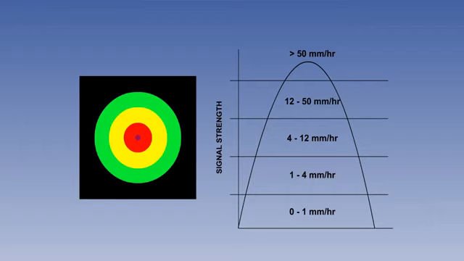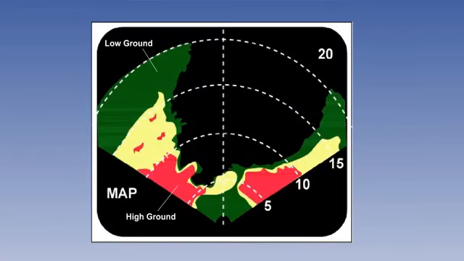Green represents the lightest rainfall and magenta the heaviest, and usually indicates the presence of turbulence. For ground mapping, the green represents flat ground or water, whereas red represents large solid objects, such as mountains.